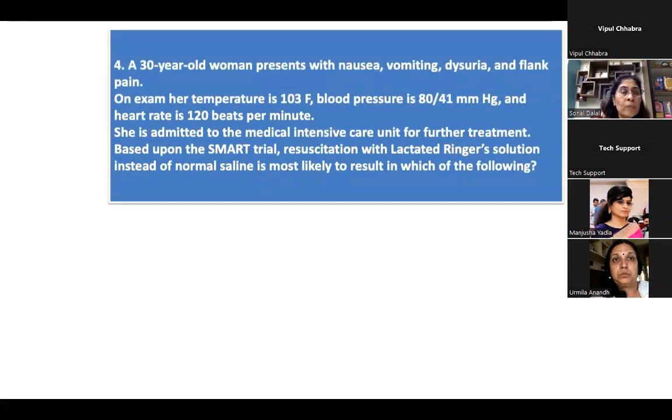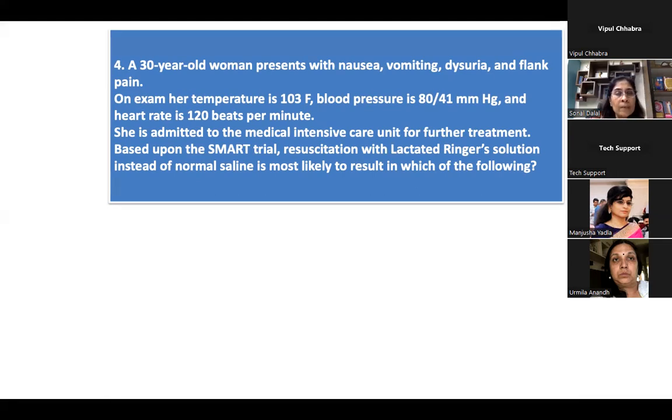Case number 4. A 30-year-old woman presents with nausea, vomiting, dysuria, and flank pain. On examination, her temperature is 103 degrees Fahrenheit, blood pressure is 80 over 41, and her heart rate is 120 beats per minute. She is admitted to the medical intensive care unit for further treatment.